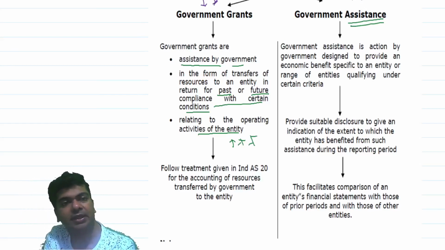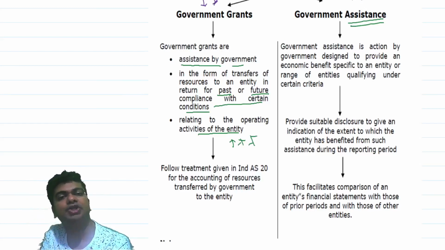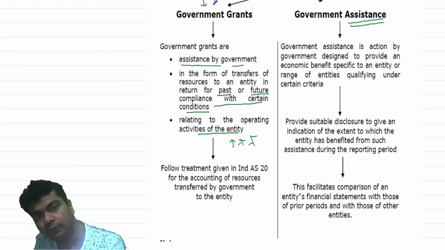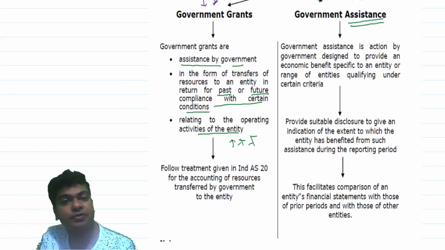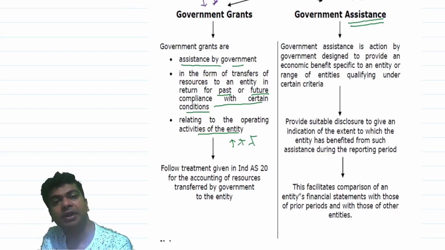Hence, what they are saying is that either the conditions are already fulfilled in the past, or the conditions will be fulfilled in future. And finally, the grant is with respect to the operating activities of the entity. Right, I will set up an industrial unit.